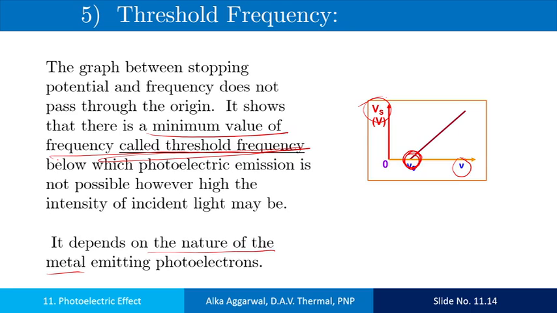Work function of the metal is the property of the metal, and it is the energy required by a metal to give out the electron. The minimum energy required is the work function of the metal, and the work function of the different metal is different. That is, the work function of the metal is given as h nu naught, where nu naught is the threshold frequency.